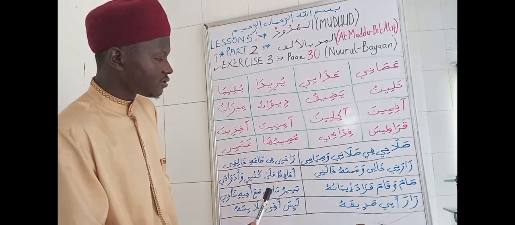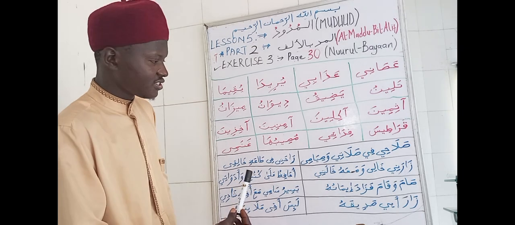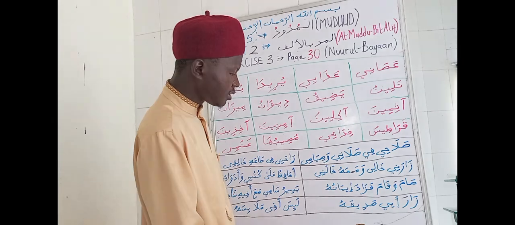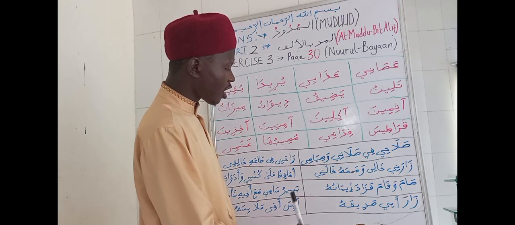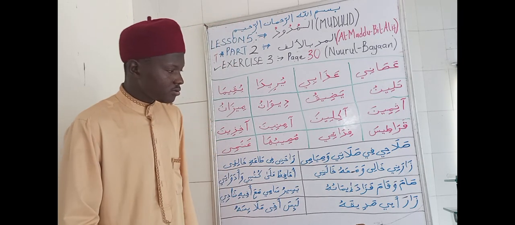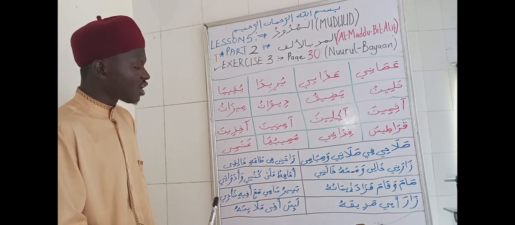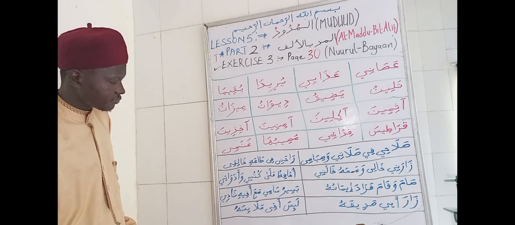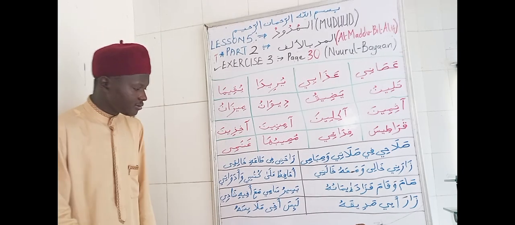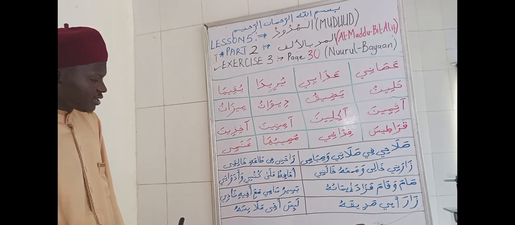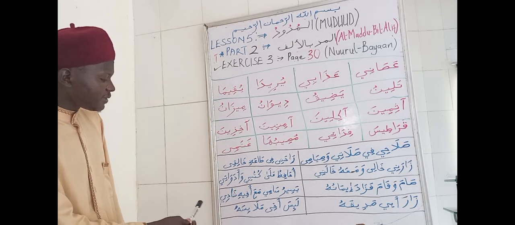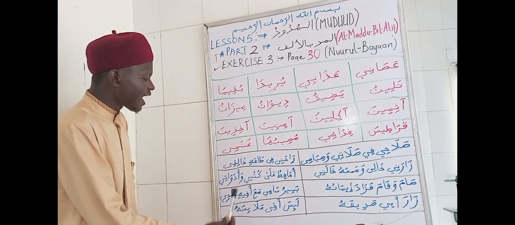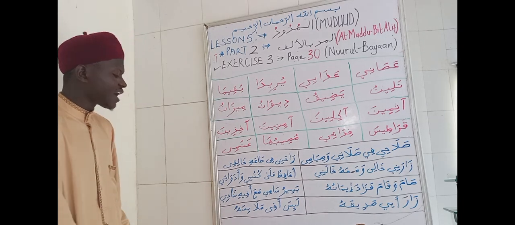Zaro. So the stretch is on zai. Zaro abi sadiqahu. Labisa akhi malabisahu.